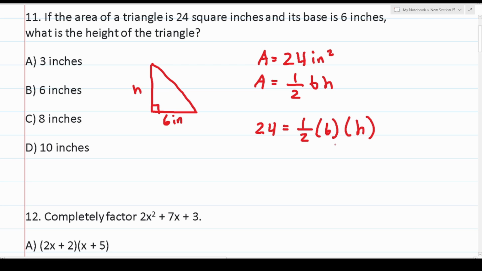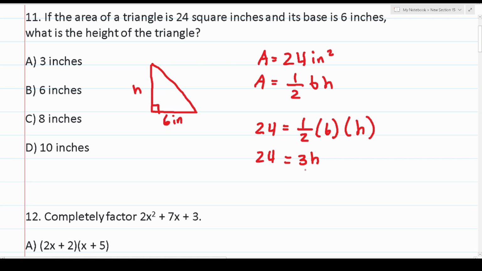The very first thing I'm going to do is take this 1/2 and multiply it by 6. And I'm not going to work that off to the side because you do have to get good at doing some very basic mental math for the ASVAB. 1/2 times 6 is 3. So this is 3h equals 24.